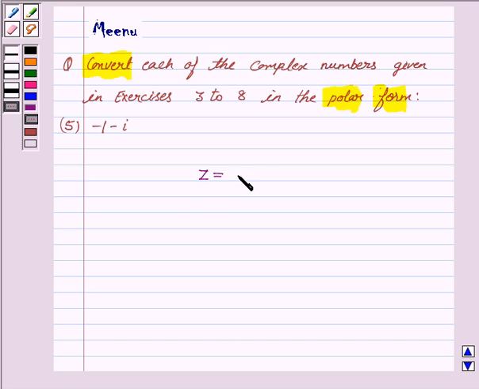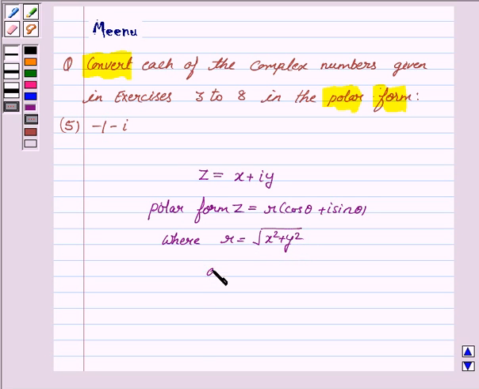Any complex number z is of the form x plus iota y. Then the polar form of z is given by r into cos theta plus iota sin theta, where r is equal to root of x square plus y square, and the argument of z is theta. So to convert a complex number in the polar form, we need to obtain r and theta. So this is the key idea.